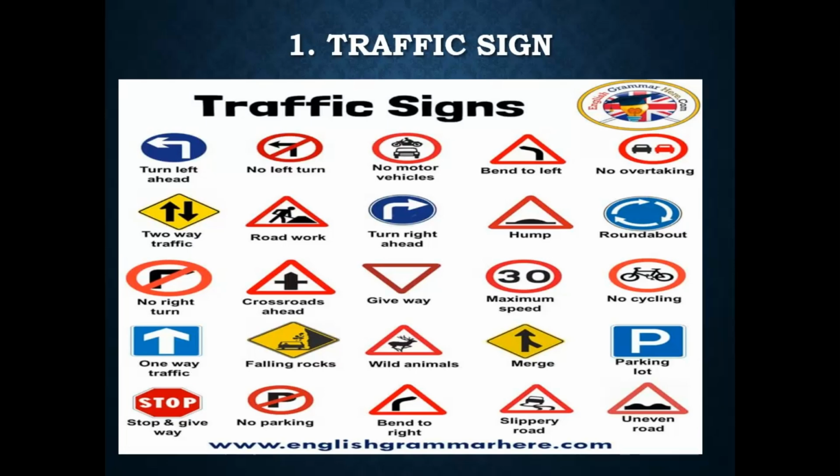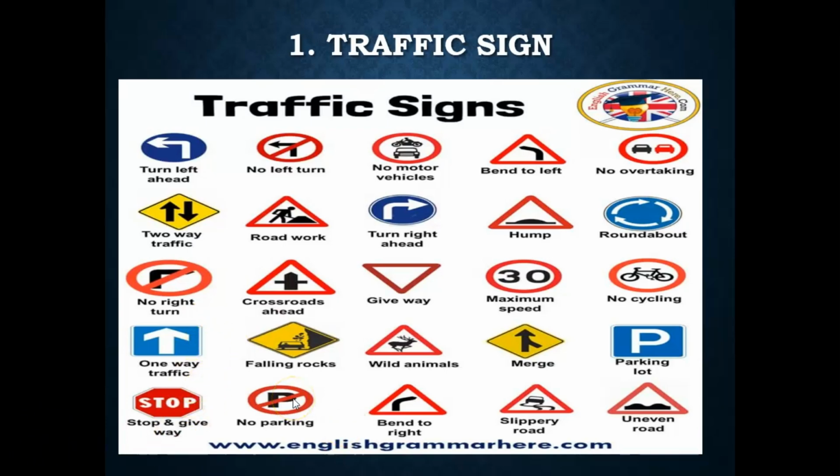I've already explained this earlier, and from this picture we have here, we can see some of the signs, like this: turn left ahead, no turn left ahead. You can see marked that way: no vehicle, no motor vehicle, bend to the left, overtaking, two-way traffic, showing that there are people coming and going on that road. The road work, this is the sign, turn right ahead. These are basic traffic signs in traffic control devices under this aspect. So these are what we call the traffic signs.